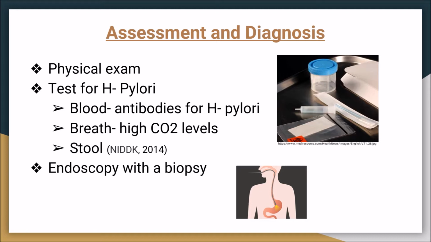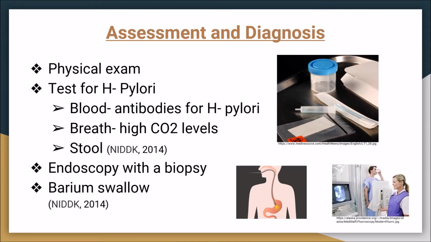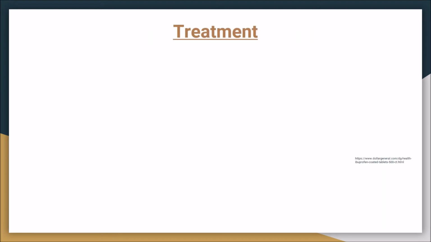Along with this, doctors may collect a small tissue sample and test it for H. pylori. Barium swallow: patients are given barium liquid and are placed under a CT scan to detect for any ulceration in the stomach. Treatment for peptic ulcers depends on the cause.